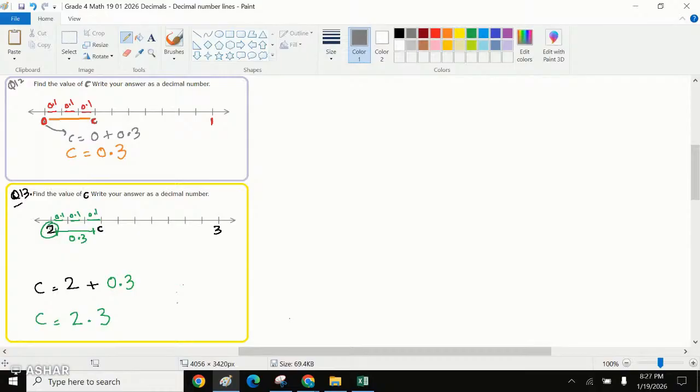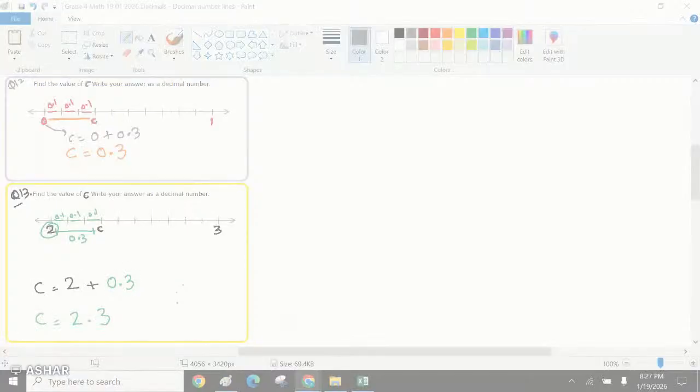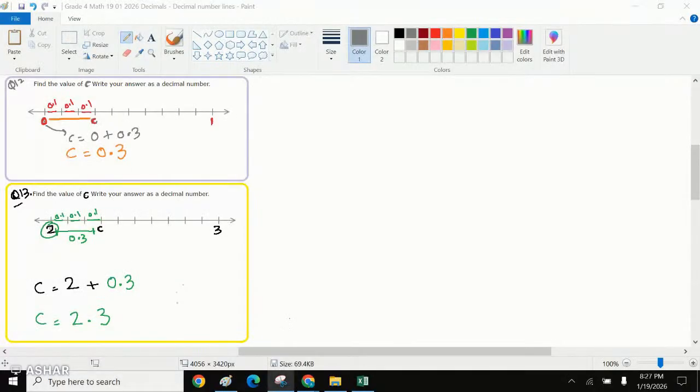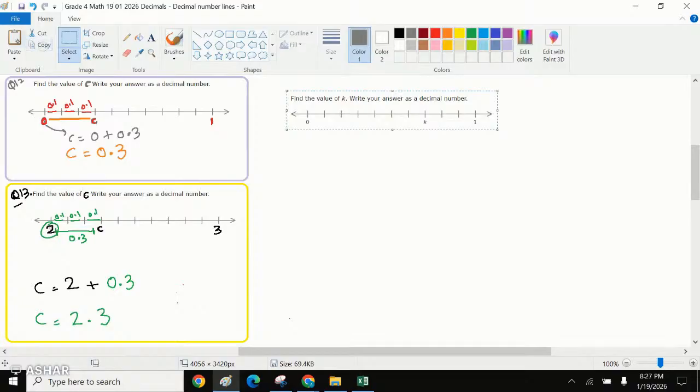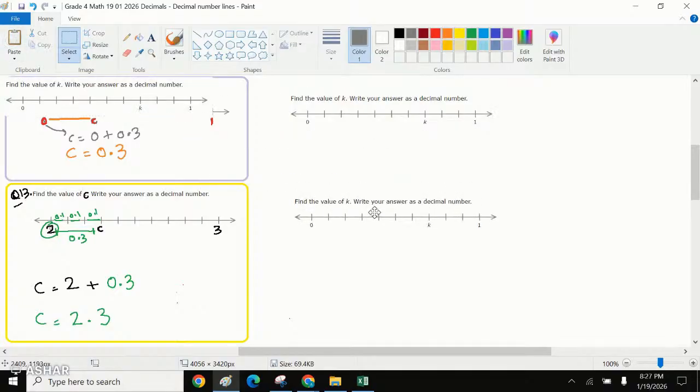Okay. Moving ahead to the next question. We are given: find the value of k. Let's see if we can make two questions out of it. Paste. And we would say this would be question number 14, and we need to find the value of k in this case.